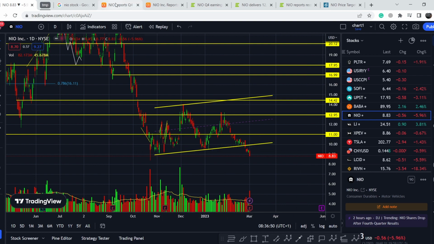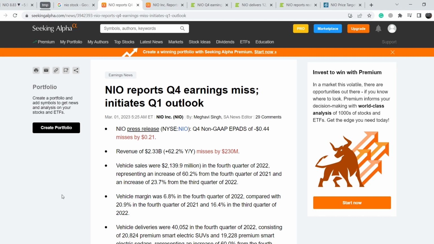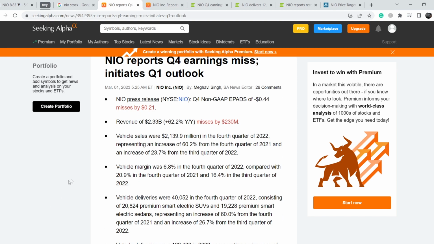So let's continue with the numbers themselves. On Seeking Alpha you can find this article, and let me quote it further. Vehicle sales were $2,139.9 million in the fourth quarter of 2022, representing an increase of 60.2% from the fourth quarter of 2021 and an increase of 23.7% from the third quarter of 2022.